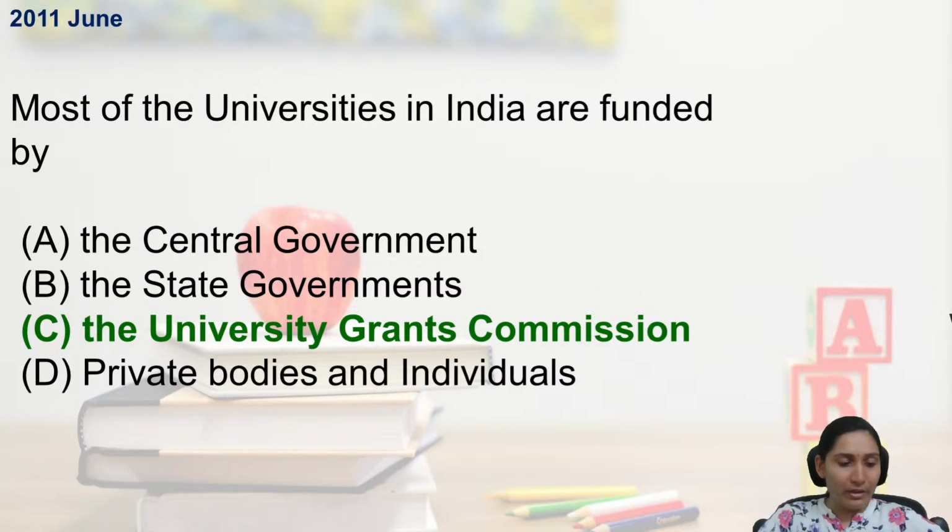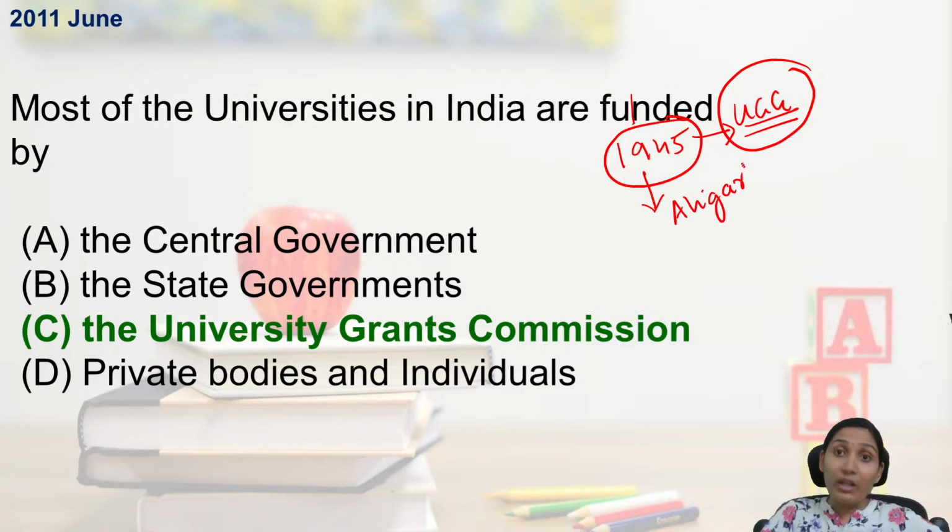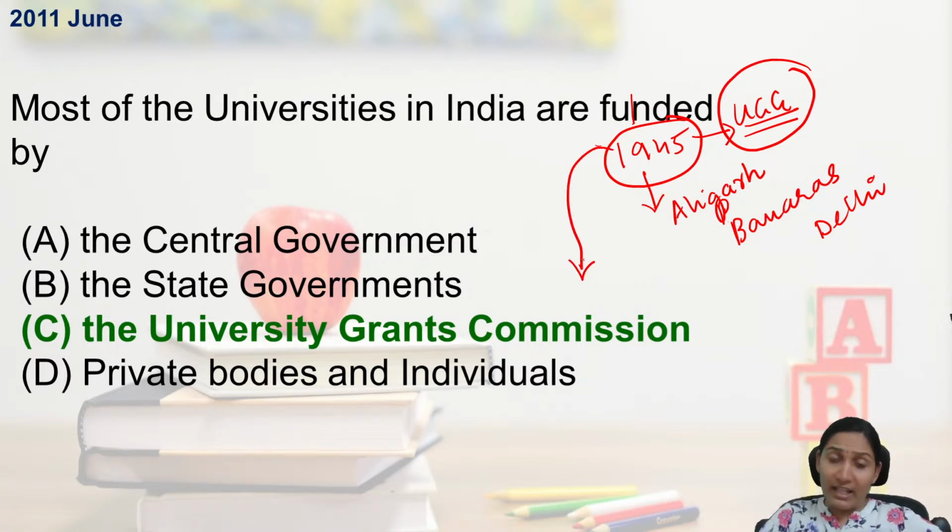I'll also give you some more details about the same. So UGC was formed in 1945, and the purpose of establishing UGC was to oversee the work of the three central universities at that time. It was Aligarh University, then the Banaras University and the Delhi University. So it was established in 1945, that is before independence.